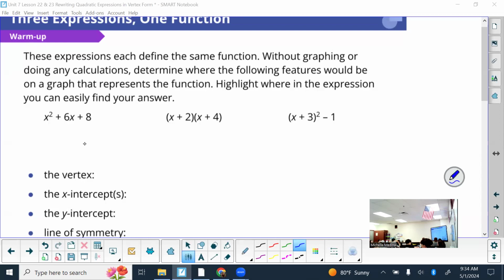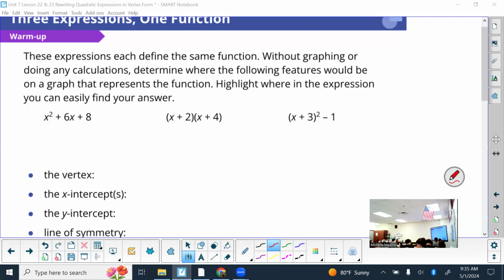Okay, so anytime we're talking about vertex, we're talking about a coordinate. So it should be two numbers. Try again. Or can you tell me from what expression would it be easiest to see the vertex from? Okay, that's our factor form.